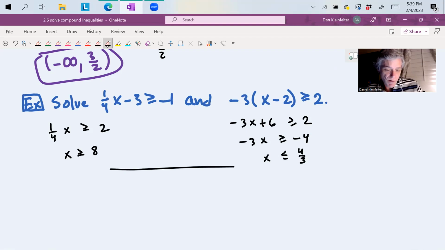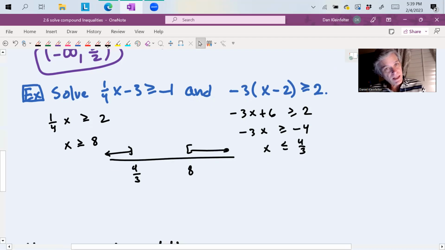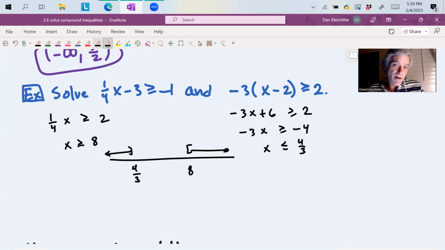Okay, so for this one, in the first case, the x's had to be greater than or equal to 8. In the second case, they have to be less than or equal to 4/3. Well, a little thinking about that, we need the x's that are simultaneously bigger than 8 and also smaller than 4/3. And there aren't any, right? And so for this one, there's no solution.